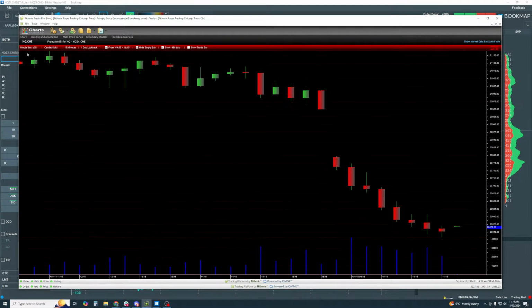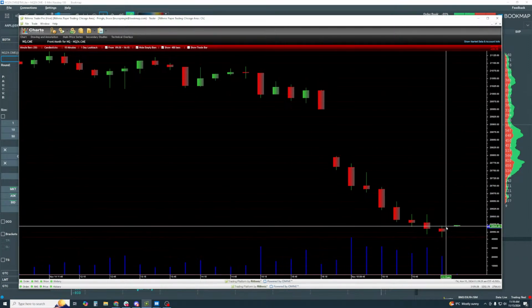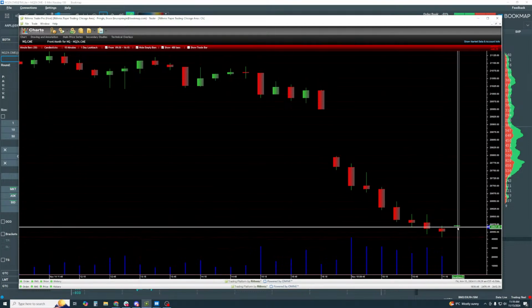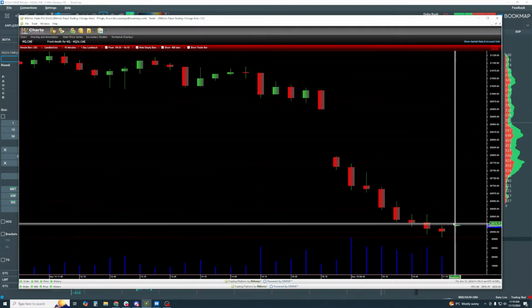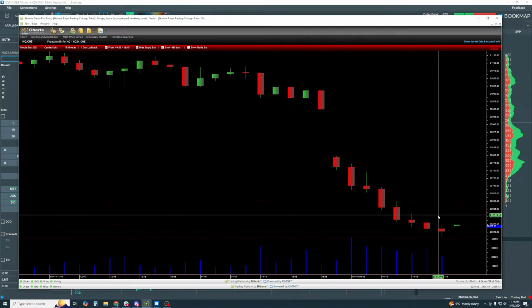Okay, now I lost that candle. I don't know. Okay, the concept's the same, guys. So here we're looking for, and we're finding some buyers flirting with this area. We're looking for the move up to here, though.